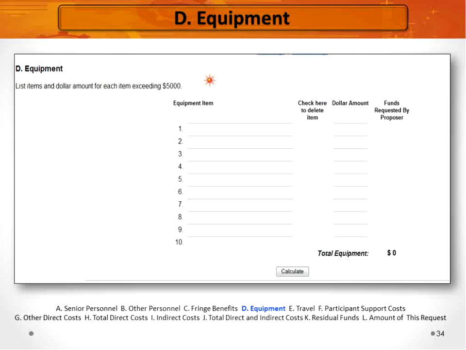So if you're purchasing laptop computers for use in your project and they individually cost less than $5,000, even if the total of those units is more than $5,000, if you purchased 20 computers at $800 each and it was $16,000, that would not be budgeted in equipment. That would be budgeted in materials and supplies, and we'll go over that shortly.